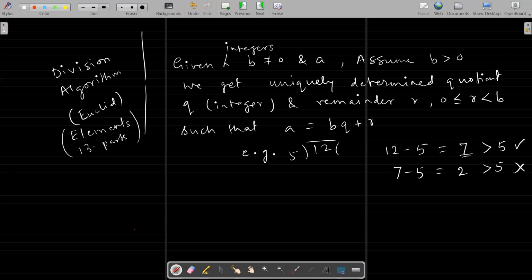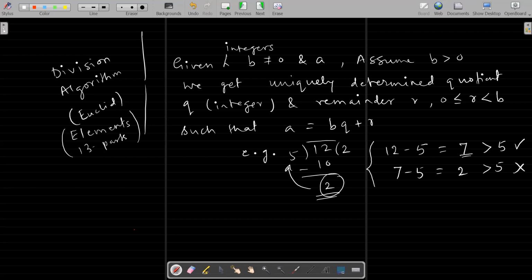Fine. So how many times did we do the process? 2 times, and that is your quotient. So 5 twos are 10, 12 minus 10, that is 2. And this is smaller than the divisor. Is the idea clear? Yes, sir. Okay, so that is called as division algorithm.